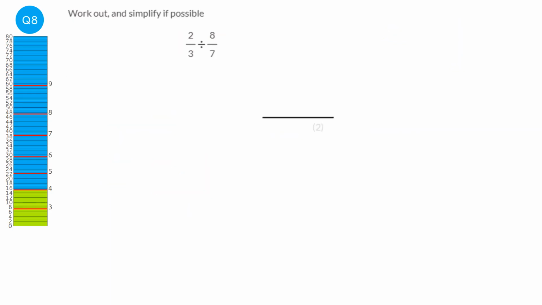The way I remember what to do here is using KFC, and what the K stands for is we're going to keep that fraction exactly the same, so 2/3. We're going to change, that's what the C stands for, change that divide to a times, and we're going to flip, that's what the F stands for, the 8 over 7, so it becomes 7 over 8. Then all we need to do now is multiply the tops, multiply the bottoms, and simplify if possible, so we can actually divide top and bottom by 2 here, and it becomes the answer, which is 7 over 12.